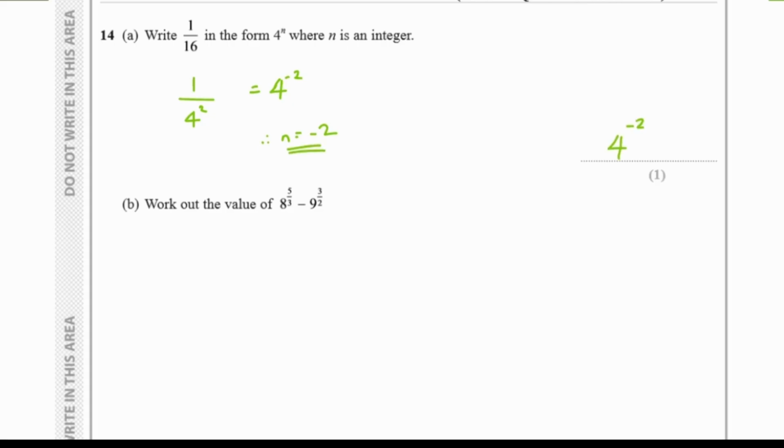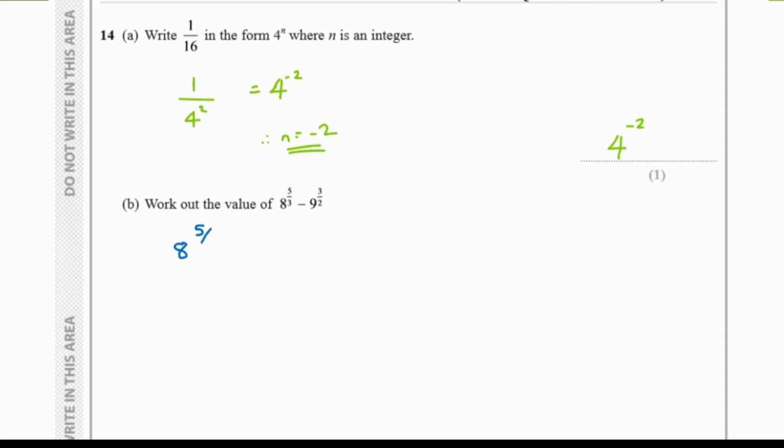For part B, we are told to work out the value of 8 to the power 5 over 3 minus 9 to the power 3 over 2. So in this question, our base numbers are both different. One is 8 and the other one is 9, which means in order to work this out, we would have to first work out the value of each term separately.